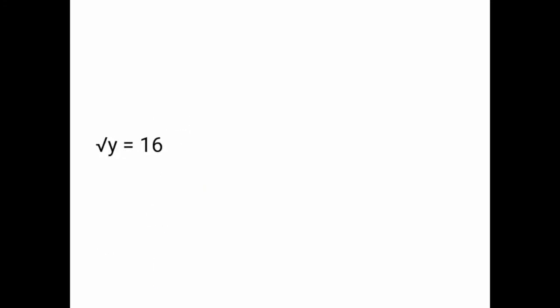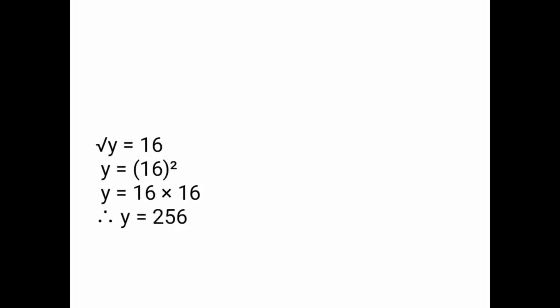Therefore square root of y is equal to 16. Now you have to remove the square root symbol of y. When you remove it, the right side will become a square, that is y is equal to 16 square. For 16 square, you have to multiply the number 16 two times. Y is equal to 16 into 16. 16 square is 256. Therefore y is equal to 256.